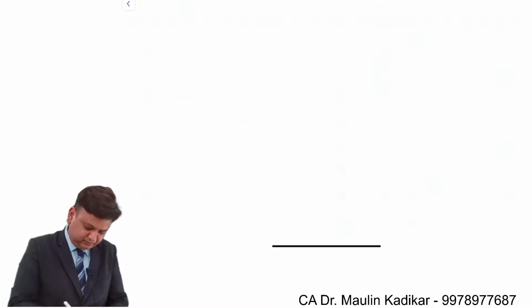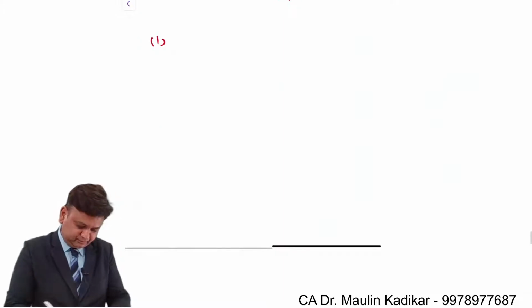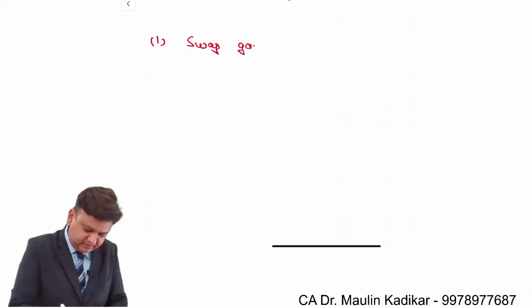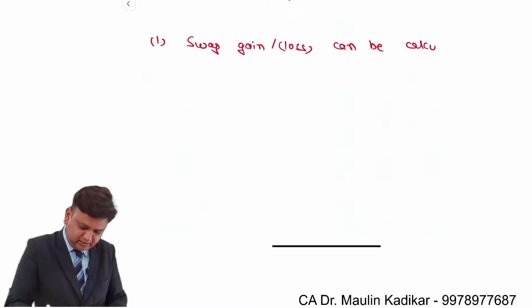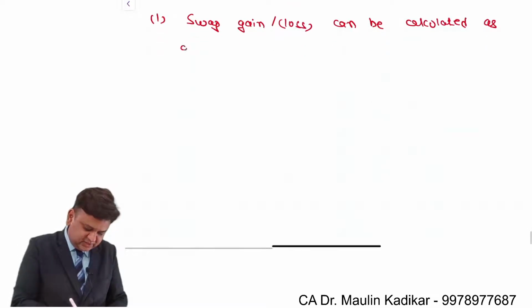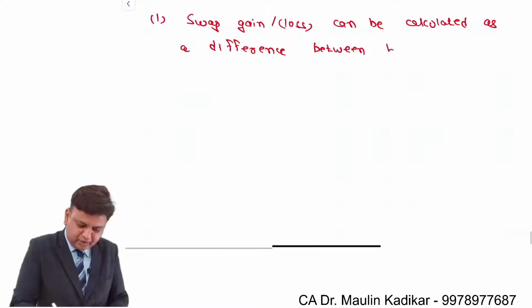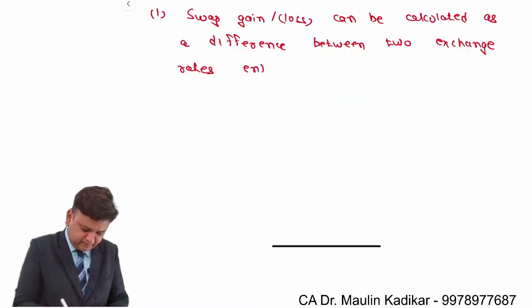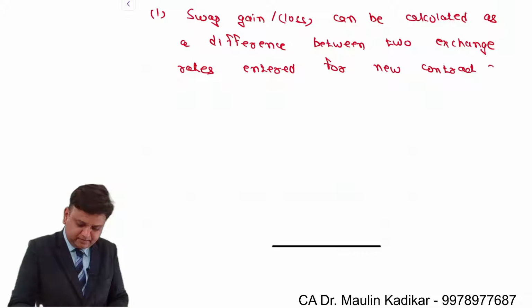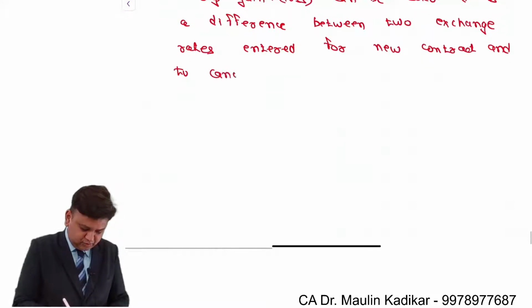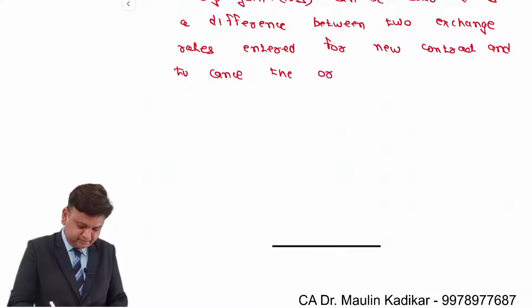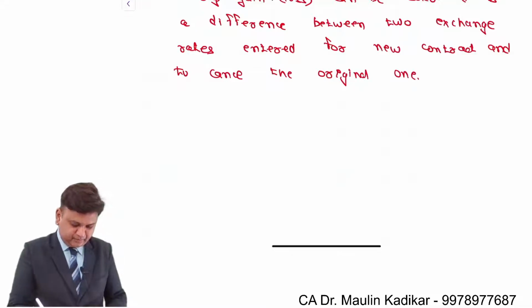Write down a note for the answer. First point, write down: Swap gain or loss can be calculated as a difference between two exchange rates entered for new contract and to cancel the original one. Full stop.